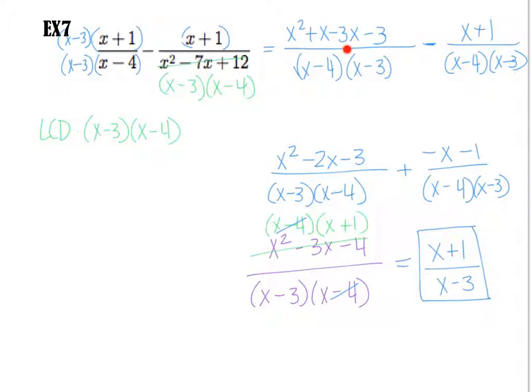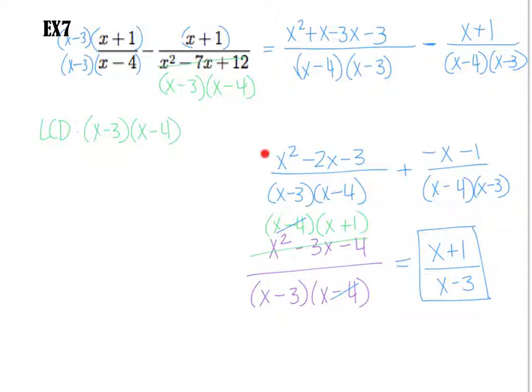So then I simplified my numerator here, x squared, and I did 1x minus 3x became negative 2x minus 3. And then I did turn this minus sign into a plus sign, and then I distributed that negative to both of those. So it became negative 1x minus 1 over my common denominator. So now that they have a common denominator and the numerators are both simplified, I went ahead and combined my like terms.